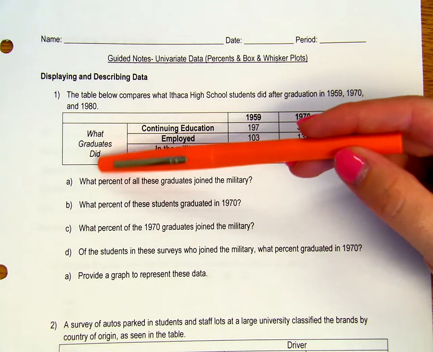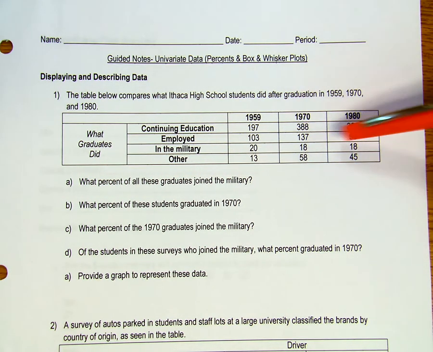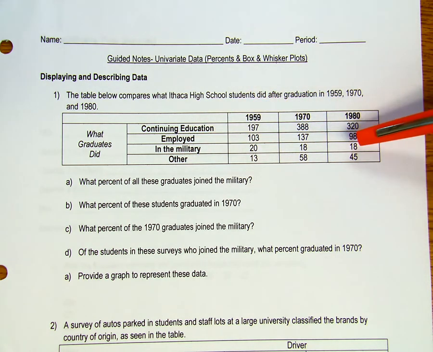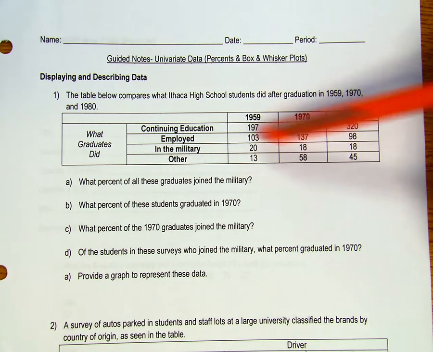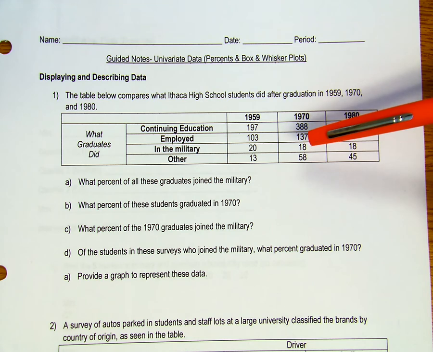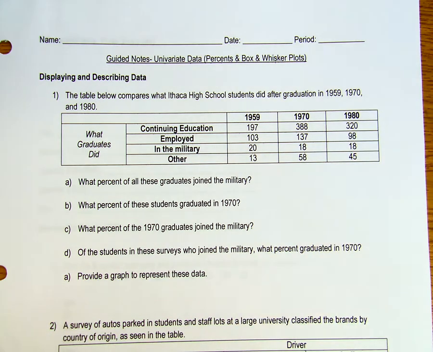Now if you look down here, it says what percent of all these graduates join the military. If we look at our table, we can see how many people joined the military in each year. We can see how many people were employed, how many were other, but we don't even have the total amount of people that were questioned here. So the first thing we're going to need to do is add up all of these values of the table.